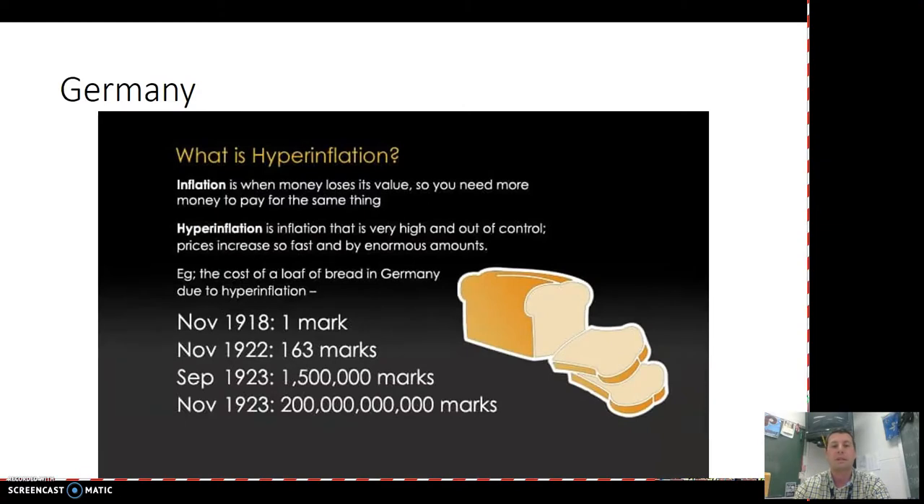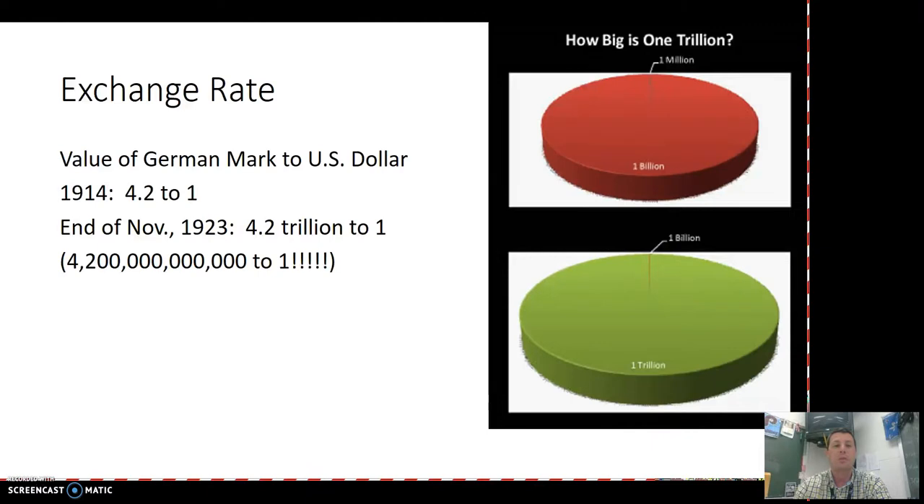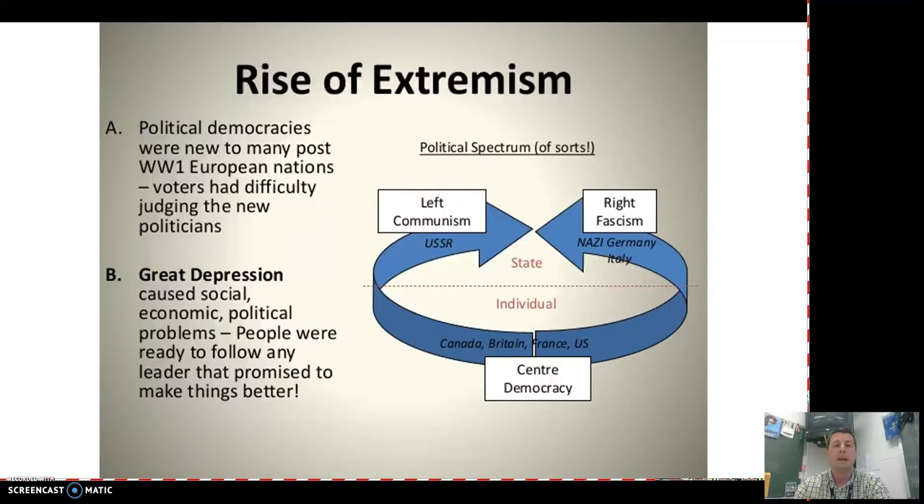For Germany, we have some ideas here in terms of hyperinflation, what it is, and what a loaf of bread costs in Germany during this time. The exchange rate, the value of the German mark compared to the US dollar, comes from your textbook: 4.2 to 1 in 1914, and at the end of November 1923, due to that hyperinflation, 4.2 trillion to 1. And then the graphic there helps you realize the difference between million, billion, and trillion and what that looks like. I like this graphic.